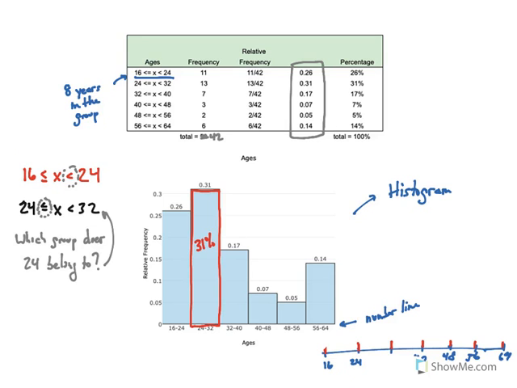Note that when we have a histogram, we have our title as well, which is important. And we have our labels for our axes. And we're always going to have that information in all the histograms. It's important to label everything.